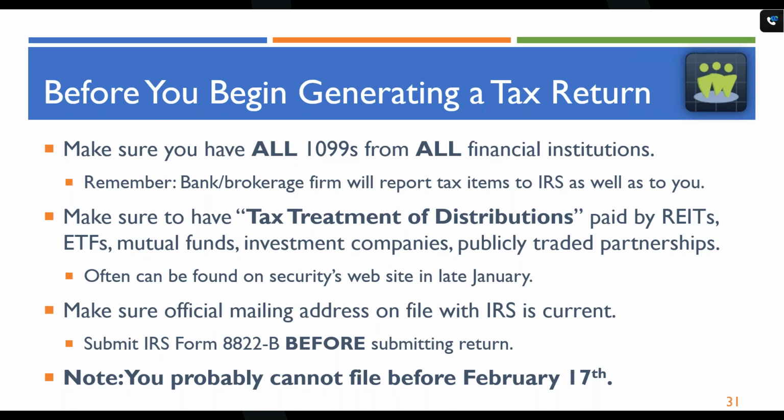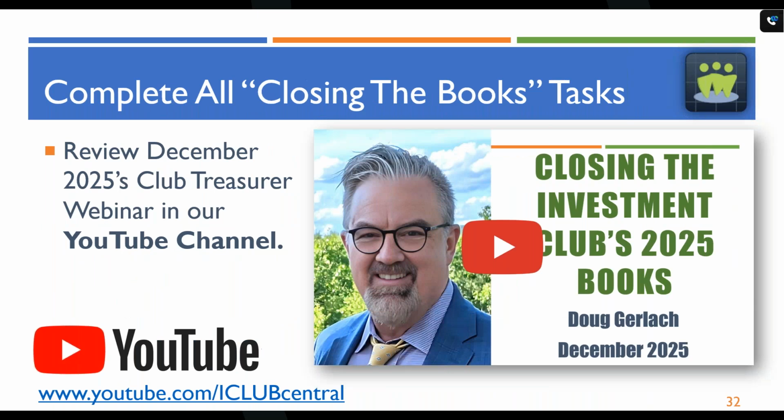Now usually with the 1099s not coming before February 16th, it's probably likely that you won't be able to get all the information and can't file before February 17th. Okay, so you want to complete all the tasks in closing the books.